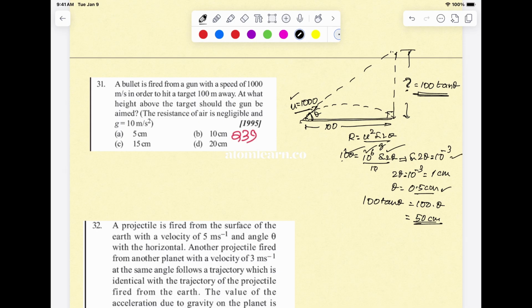Okay. 10 power minus 3 is not 1 centimeter, it is 0.1 centimeter. I am sorry. Therefore this becomes 0.05 centimeter, and the answer becomes 5 centimeter. Okay, so 5 centimeter is the answer. Understood? Next question.